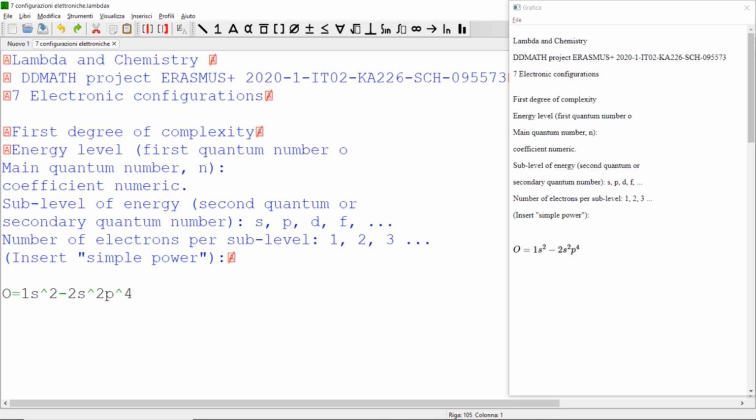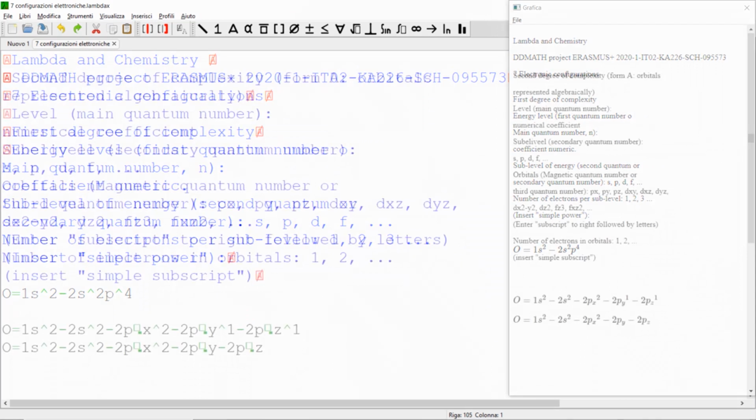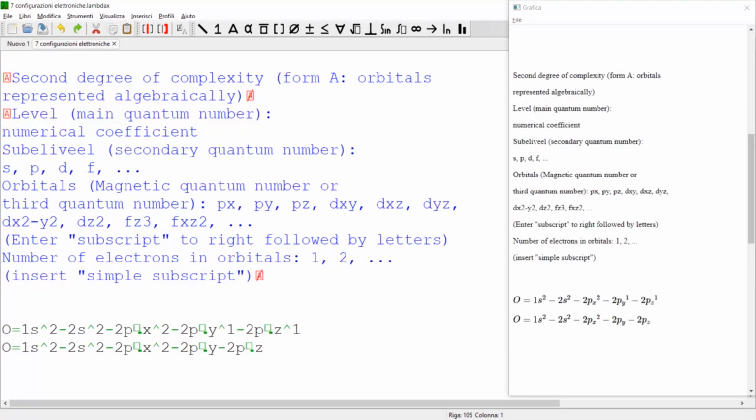O equals 1s simple power 2, hyphen, 2s simple power 2, 2p simple power 4. Note, between levels, it is useful to insert a delimiter, e.g. a hyphen. The hyphen can be represented by inserting the subtraction sign.